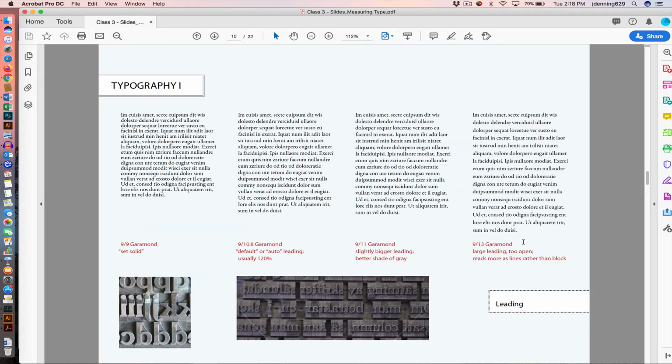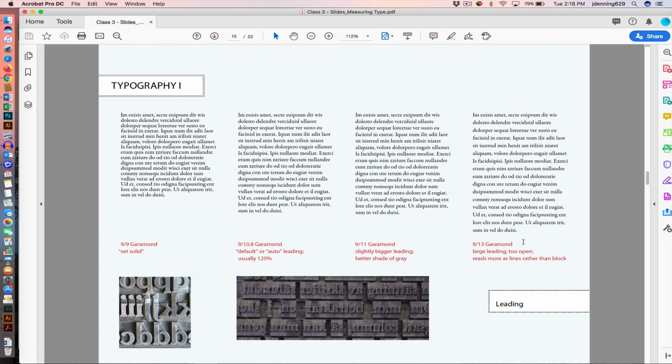So you can see how much of a difference leading makes. If you look at the first column, it's 9 by 9 Garamond. The second column is 9 by 10.8 Garamond. The third is 9 by 11, and the fourth is 9 by 13.